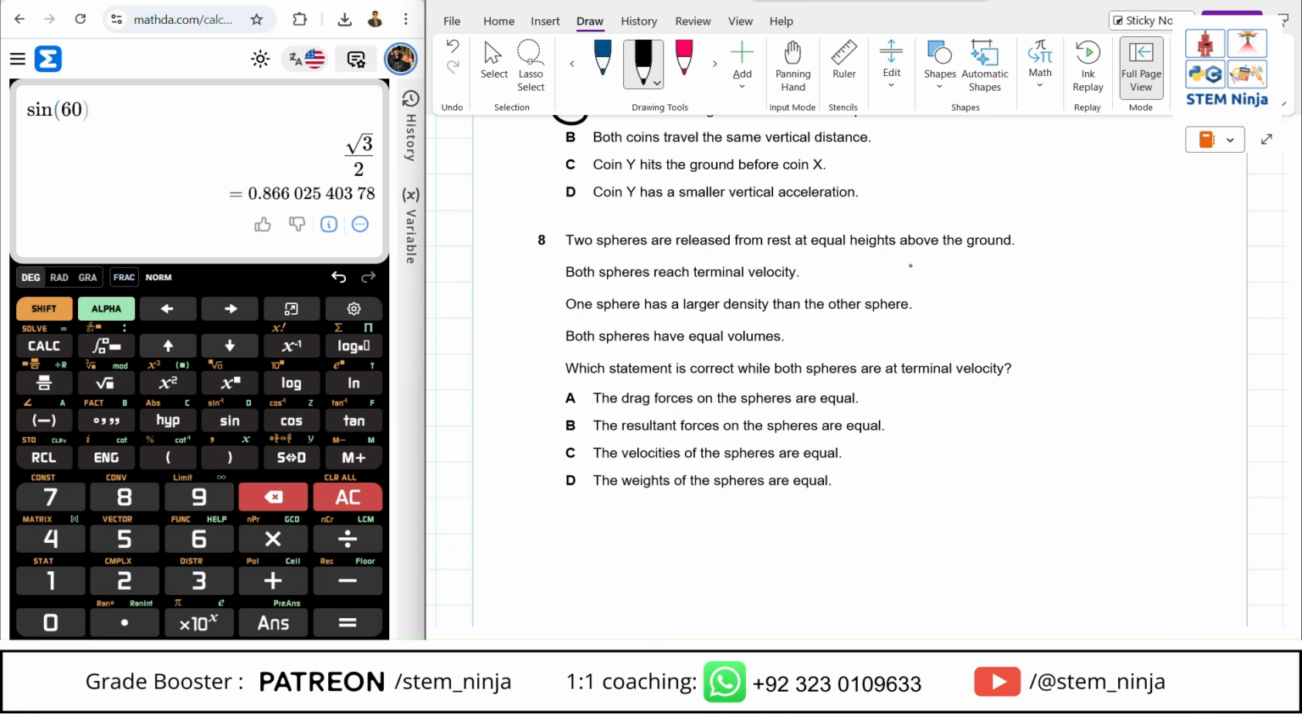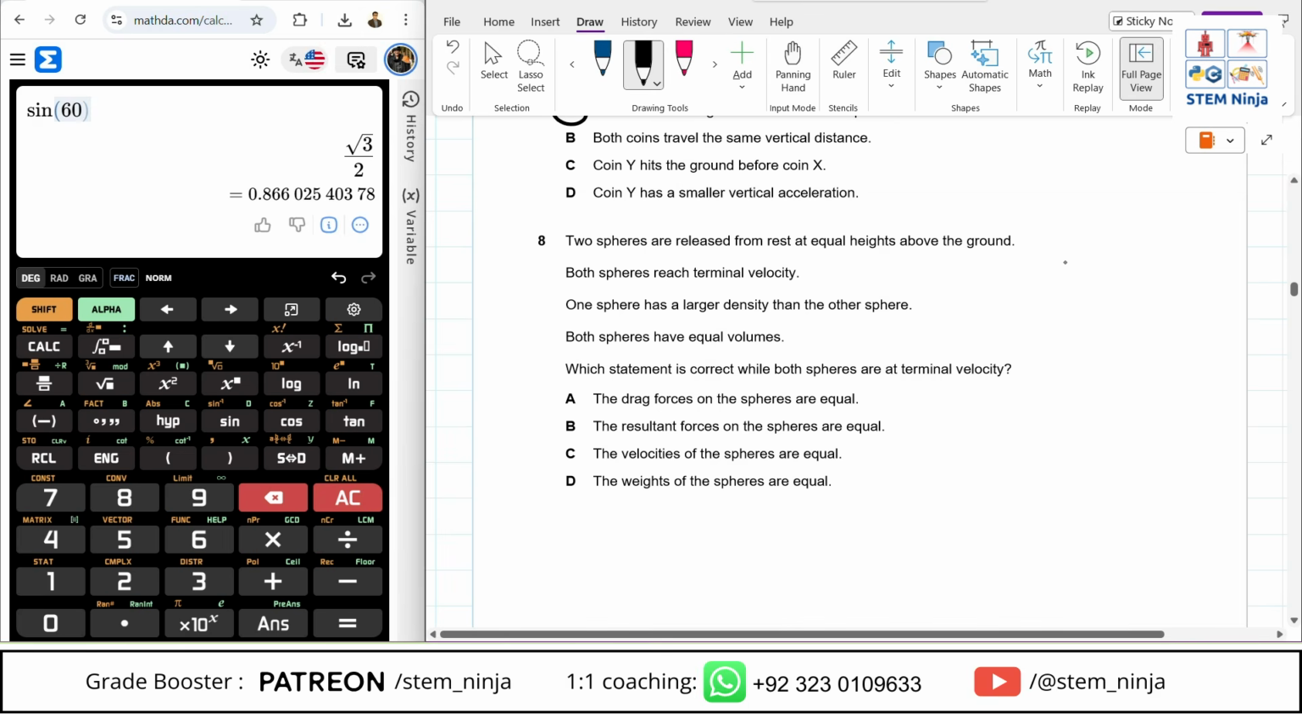Both spheres reach terminal velocity. One sphere has a larger density than the other sphere. Both spheres have equal volumes. Which statement is correct while both spheres are at terminal velocity?